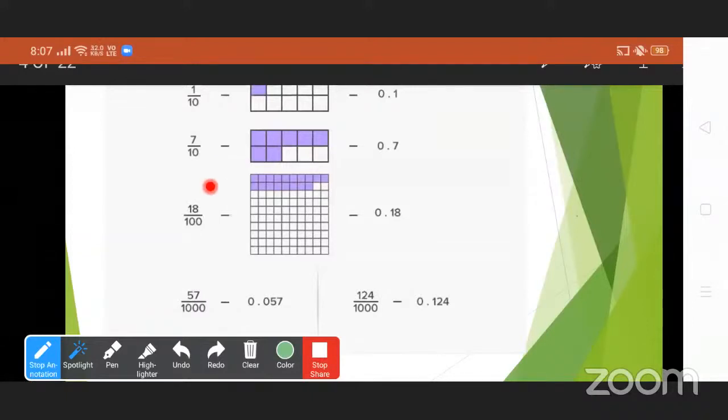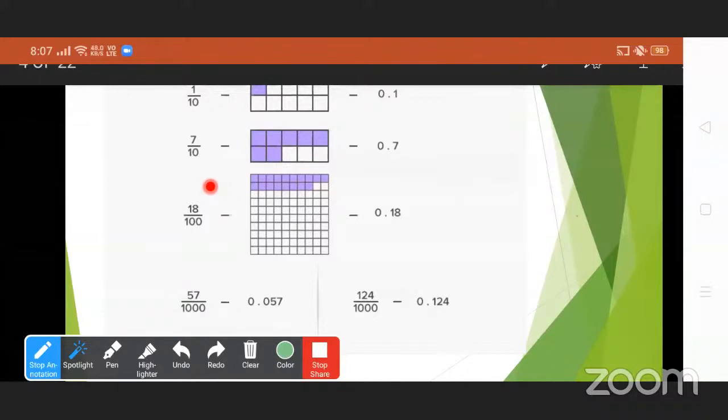And now the second one is this. Read the fraction. 7 upon 10. 7/10. Very good. Now see, again there are 10 parts. And how many colored? 7. So 7 out of 10. Means here the decimal form of that fraction is 0.7. Very good.